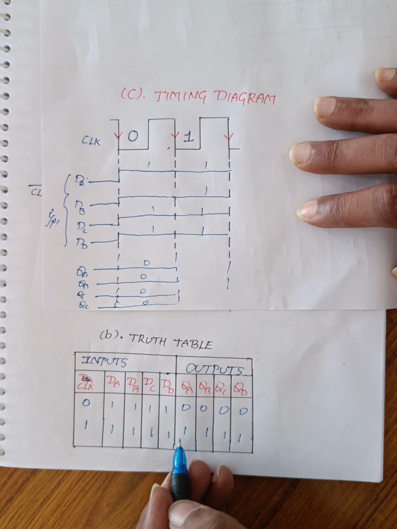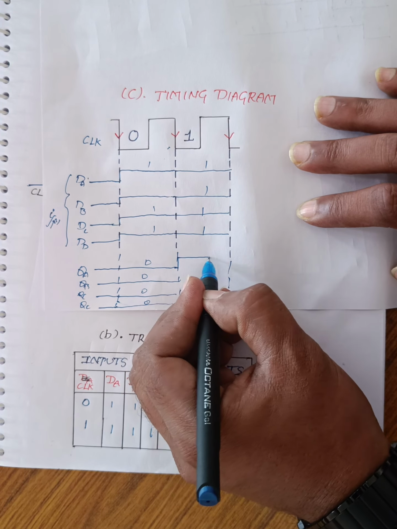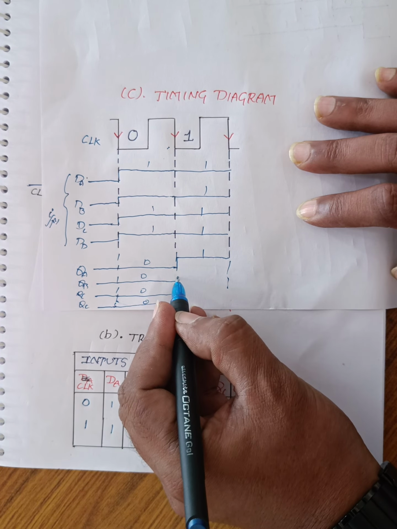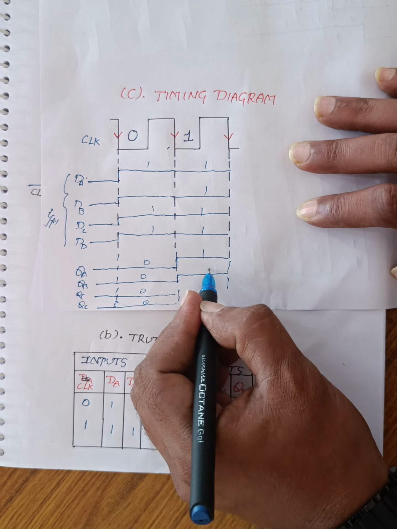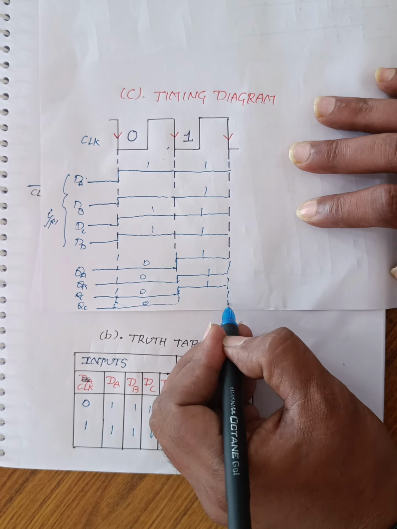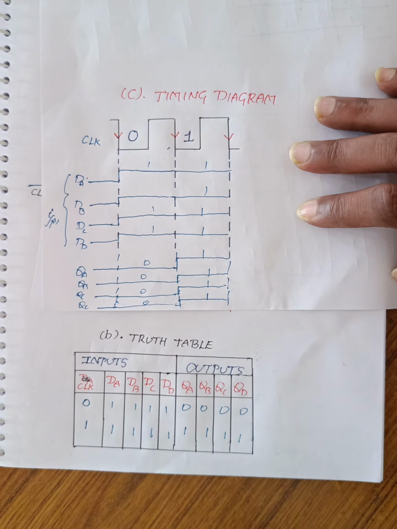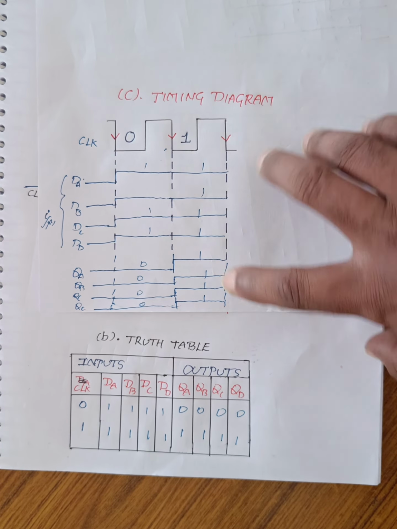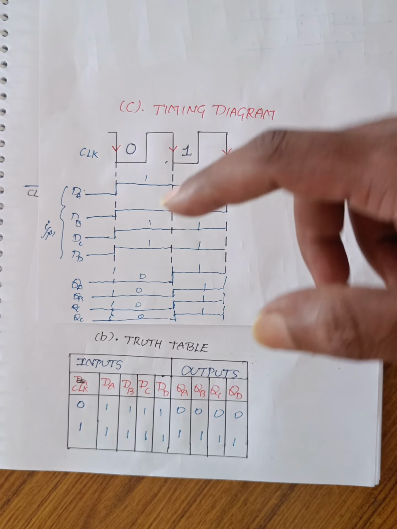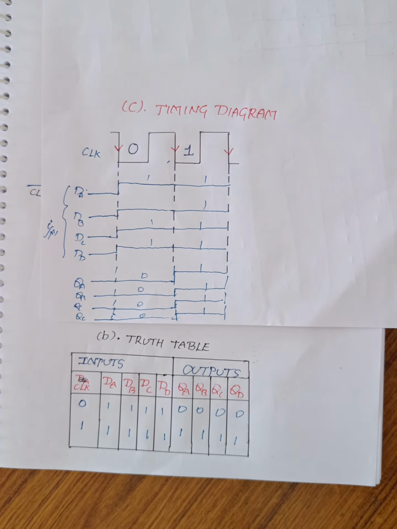What happens? All four outputs are in on condition. On condition means the same data will be transferred to the output. So this value is 1, this value is also 1, and the fourth value is also 1. Four outputs are 1s. Input data and output data: from the truth table, we have to draw the timing diagram. So this is about the parallel in parallel out shift register.